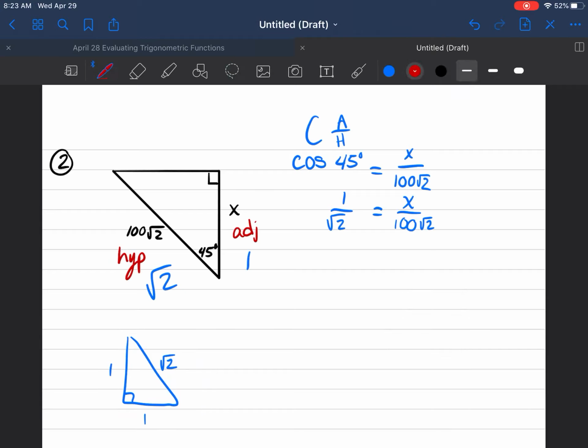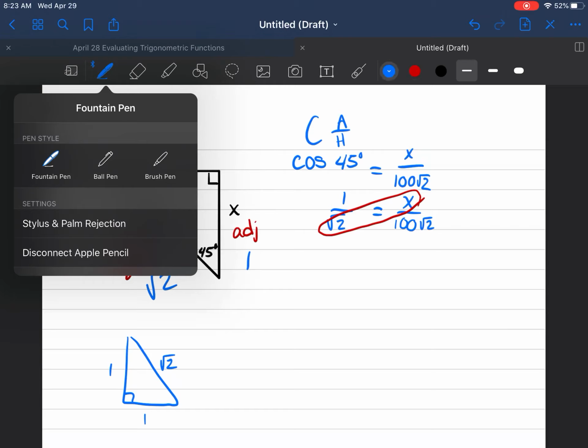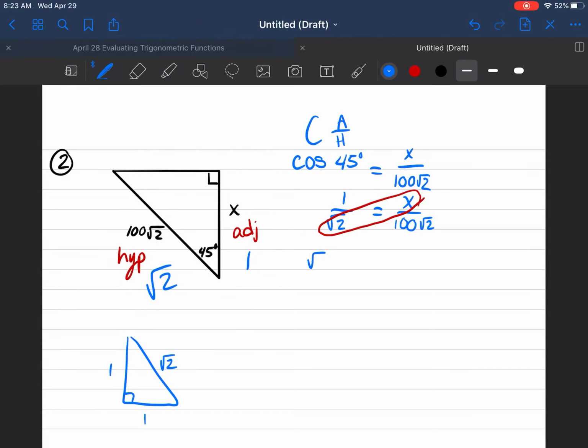Now once the equation's set up with fractions on both sides, then you're going to cross multiply. So square root of 2 times x is just square root 2x. And then 1 times 100 square root of 2. The 1 multiplies the 100. Since they are both outside of the root, though, it'll just end up looking the same. And then the last step is to divide both sides by the square root of 2. So I will divide by square root of 2.